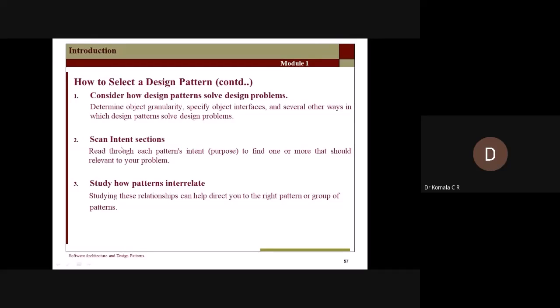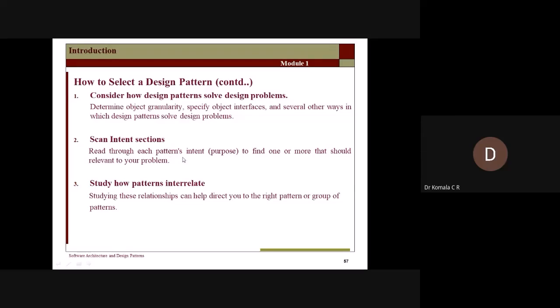Coming to the second one, scan intent sections. What is intent? Intent is nothing but purpose, or you can call it as aim, or you can also call it as an objective. So you should know what pattern will solve which problem. So if you know the purpose of the pattern, then it will be easy to choose. So based on the problem, I should choose this is a pattern I can use for this problem to be solved. So what is it you have to do here?